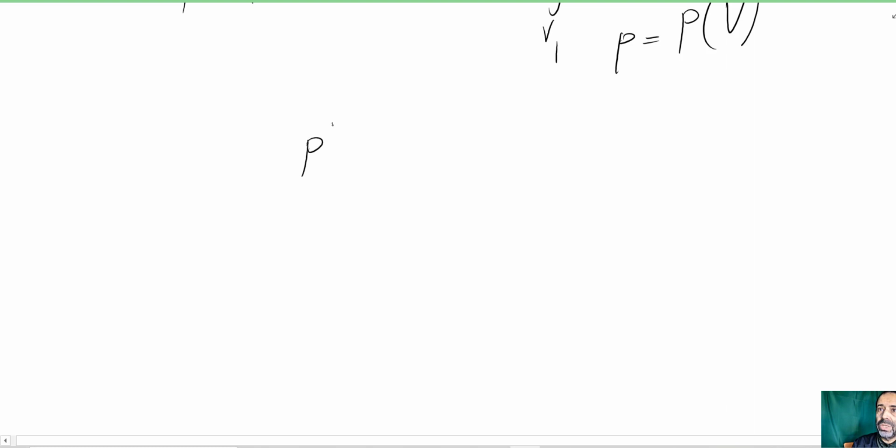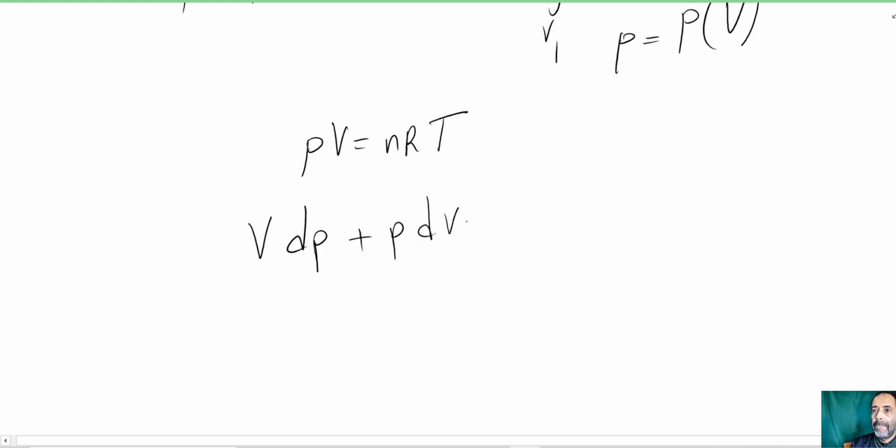So let's go back to the expression that we started: PV equals nRT. That's still the expression that we're going to be dealing with. But now P is changing, V is changing, T is changing. So if I use a differential form on this expression, I find that dP times V plus P times dV is equal to nR dT. That's good. We know that.